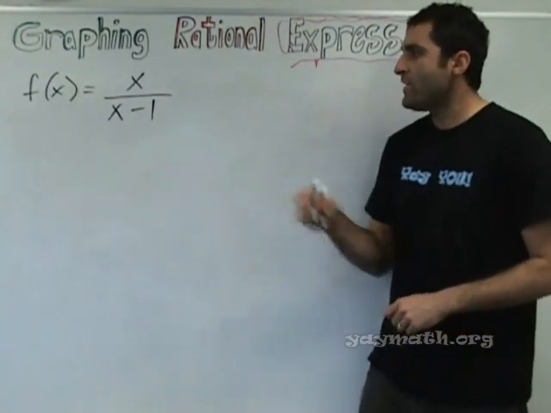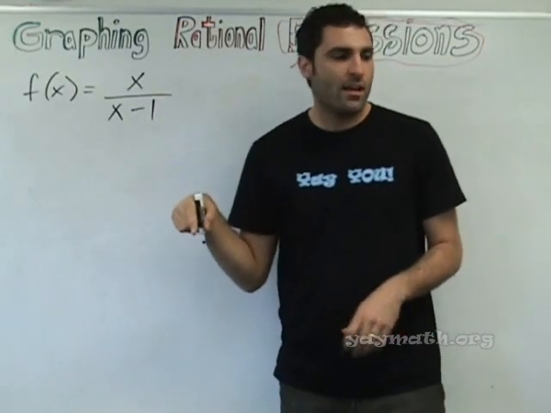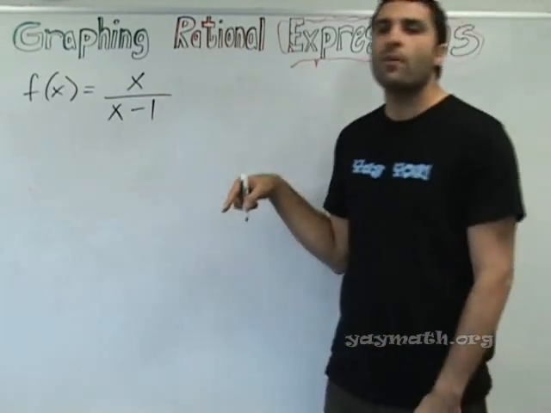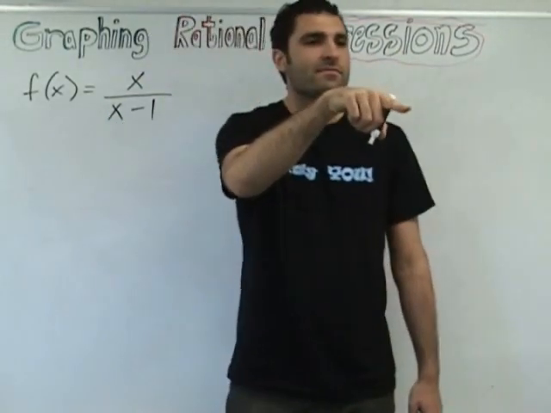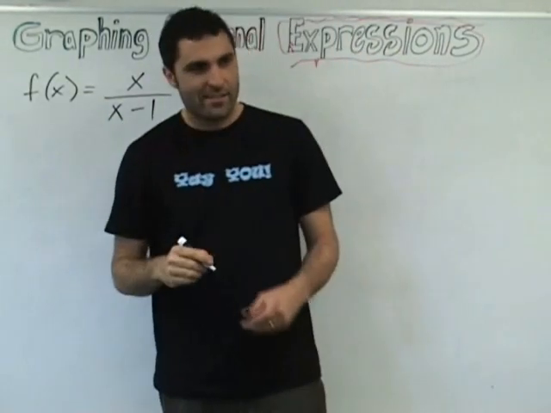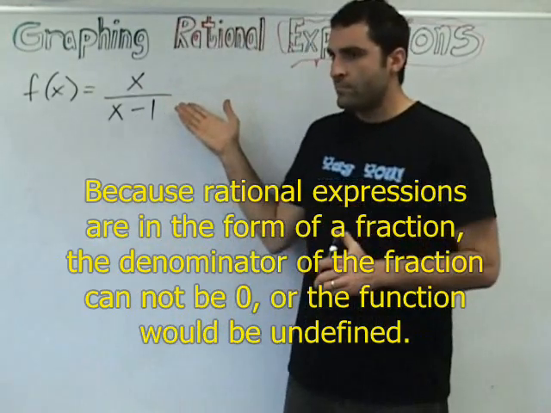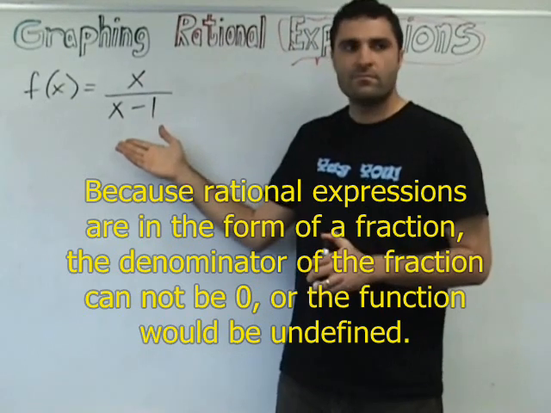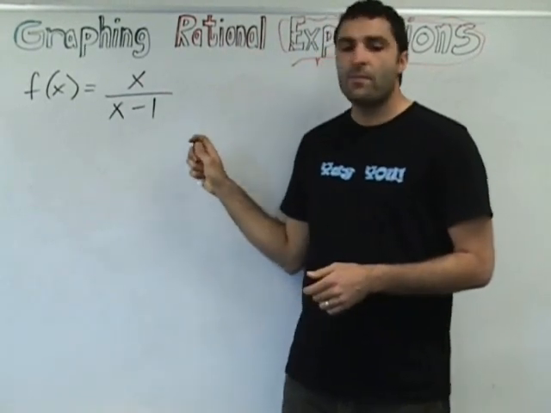This is a function, f of x equals, and we have a volunteer to read loudly the first bullet point, please. Okay, please, what's your name? Scrabble. Okay, Scrabble, please read nice and loud. Because rational expressions are in the form of a fraction, the denominator of the fraction cannot be 0, or the function would be undefined. Right, so the denominator can't be 0.